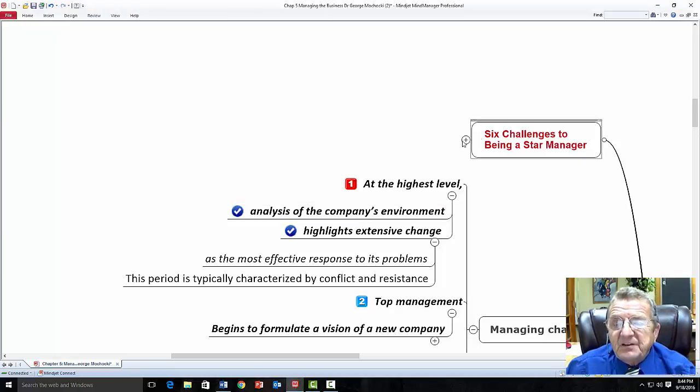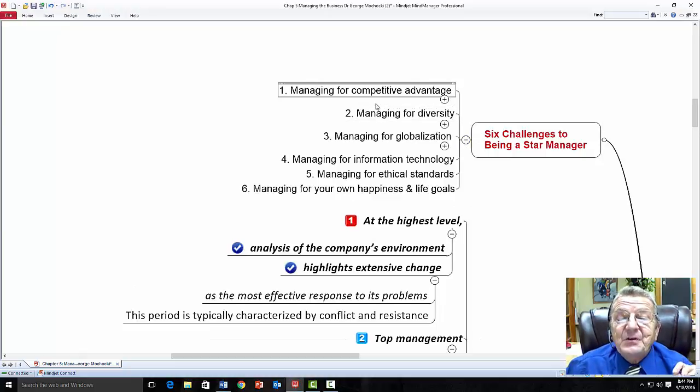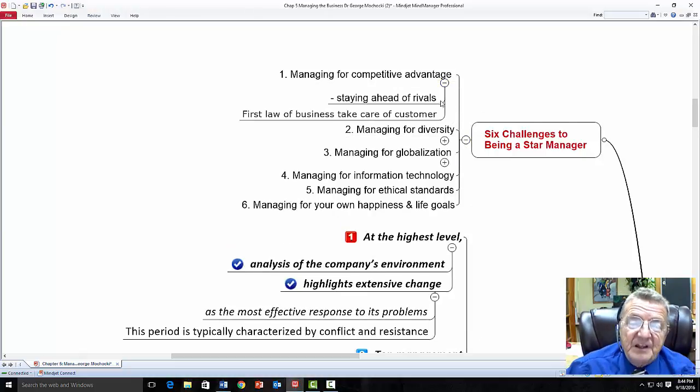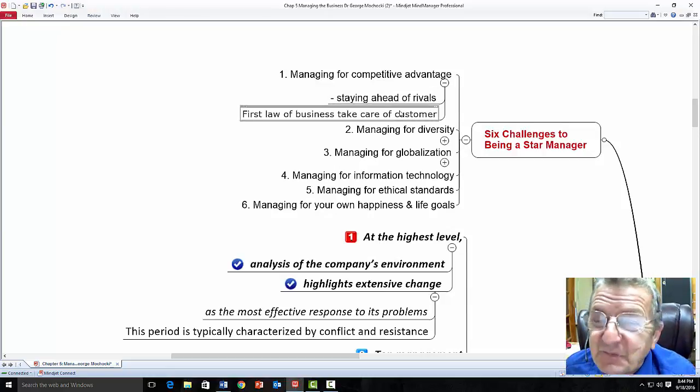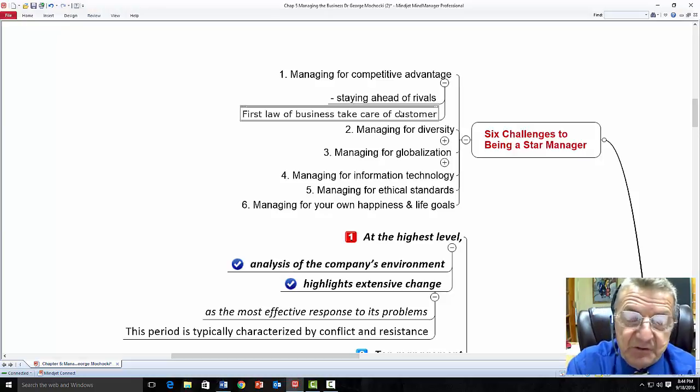Okay, now here's the last one. Six challenges to being a star manager. Managing for competitive advantage. Always look for the edge, staying ahead of your rival. First law of business: take care of the customer. If you take care of that customer, your profits go up, your stock goes up, people want to invest in your organization, goodwill goes up, everything happens.